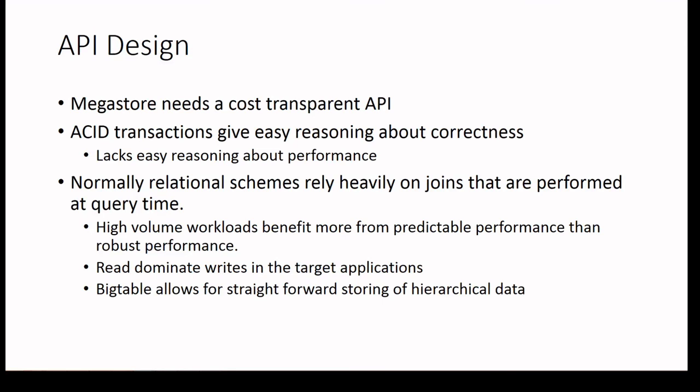Now, in order to build that sort of API, there were some qualities or characteristics that they noticed needed to be taken into account. The first one is that Megastore is designed to work with high volume workloads, when there's a large number of requests coming in and out of the entire service. And they found that high volume workloads would rather have predictable performance versus robust performance. What do we mean by robust performance? We mean a wide variety of options, lots of different joins, lots of different queries, lots of different ways of selecting data, things like that.